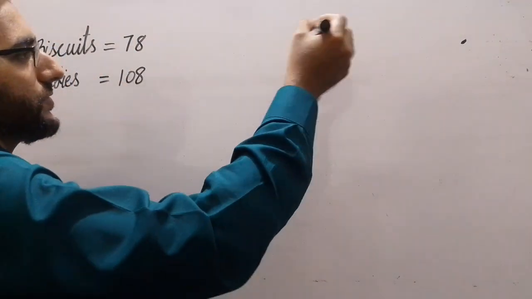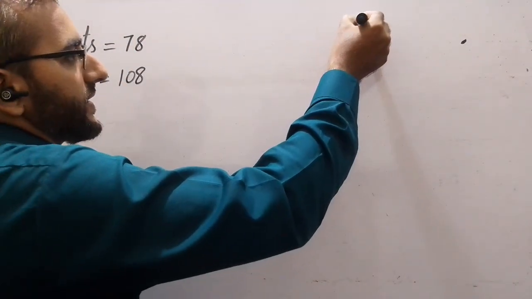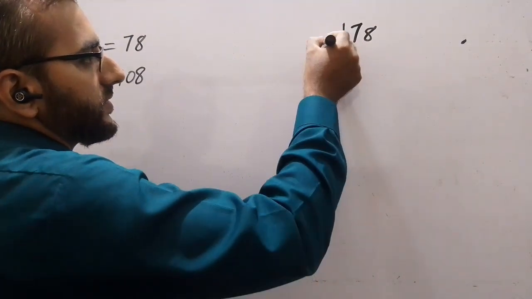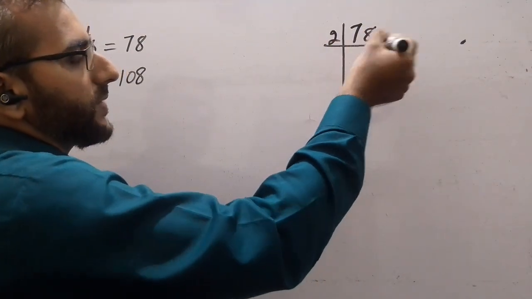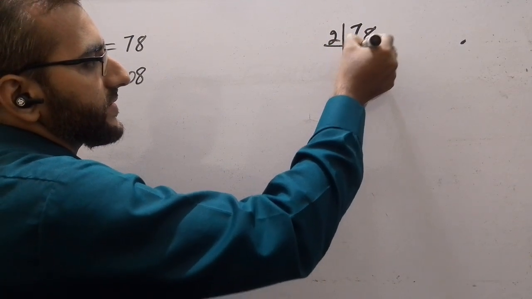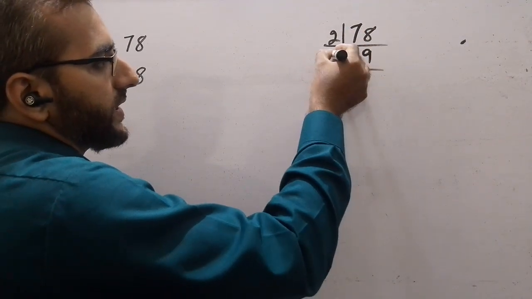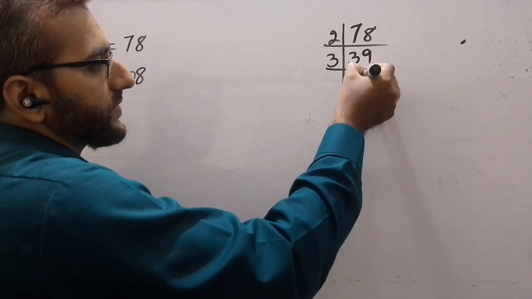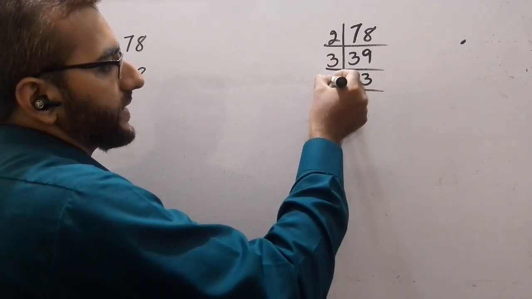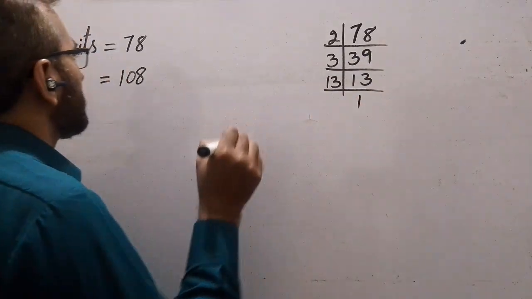We can factorize 78 by prime factorization. 2 3s are 6 and 2 9s are 18 and 3 1s are 3 and 3 3s are 9 and 13 1s are 13.